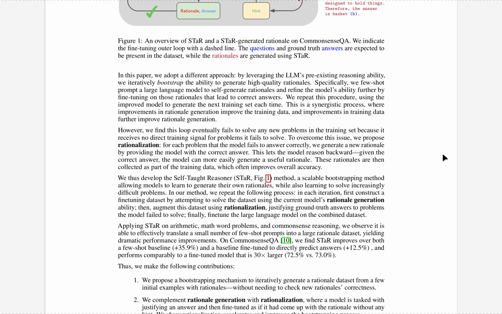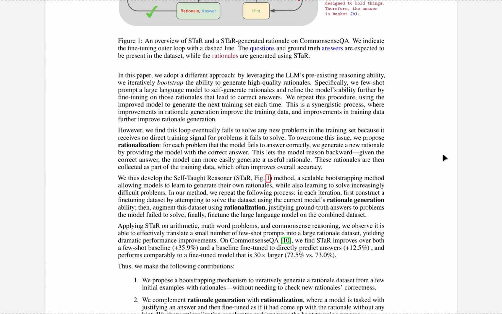In our method, we repeat the following process in each iteration. First, construct a fine-tuning dataset by attempting to solve the dataset using the current model's rationale generation ability. Then, augment this dataset using rationalization, justifying ground truth answers to problems it failed to solve. Finally, fine-tune the large language model on the combined dataset.